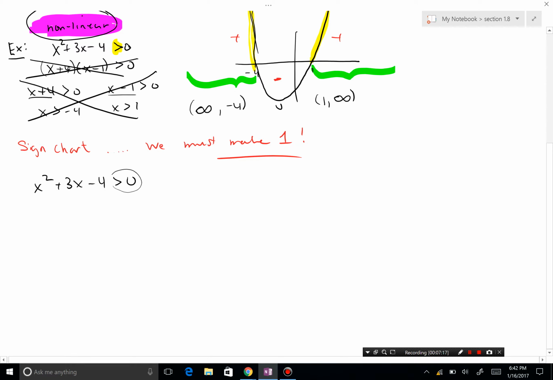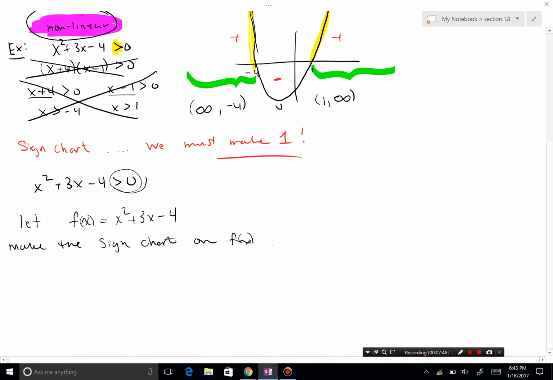So you see this inequality? You don't need it. Get rid of it. Let's just look at the function. Let f of x equal this thing. So we're going to do this. Let's make a sign chart on f of x. And then once you make the sign chart, then if they say where is it greater than 0, we'll give them all the positive stuff.